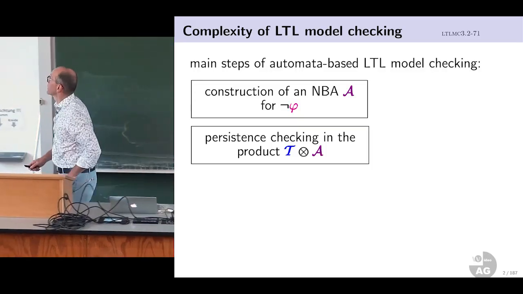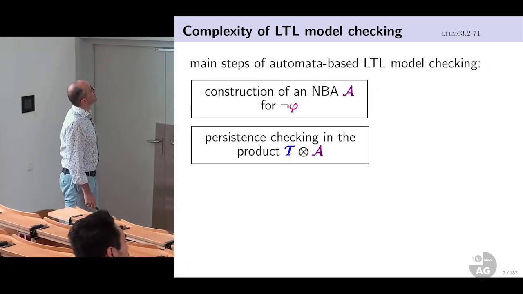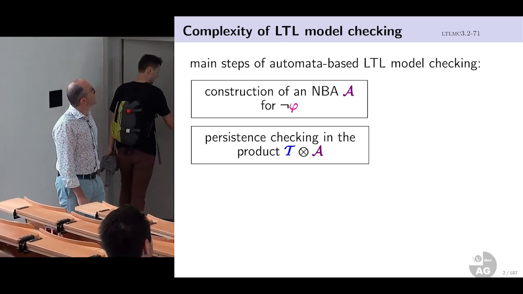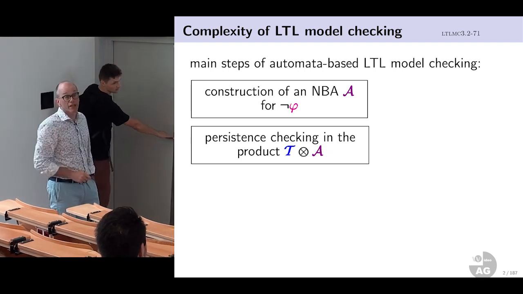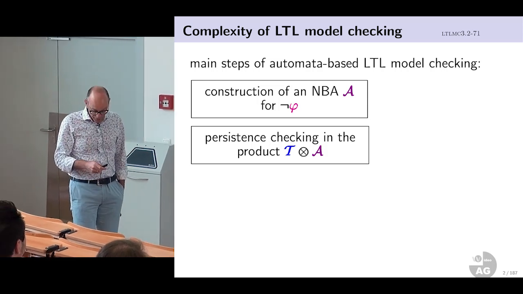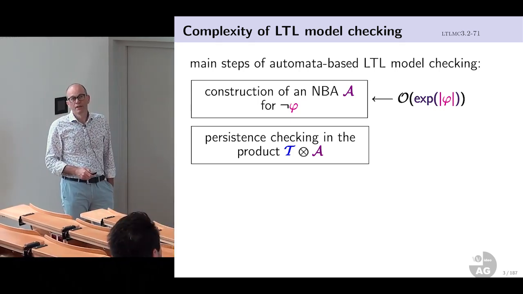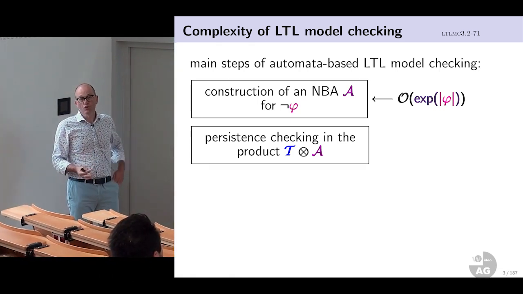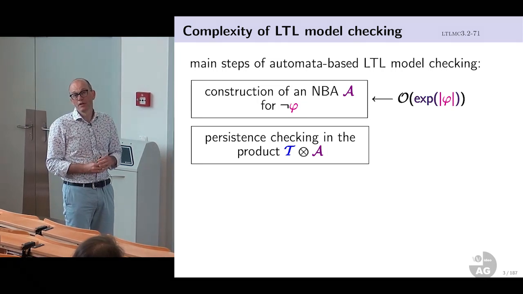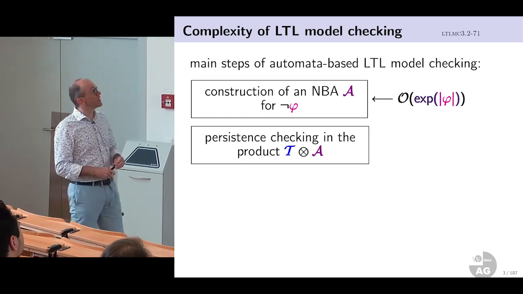So what we have seen so far are the main steps of the LTL model checking procedure. As I said already, we take the negation of the LTL formula and construct a Büchi automaton for this. And then we do persistency checking in the product. We're checking whether you can only finitely often get to an accepting state. This construction is exponential in the size of the formula, and remember the main reason for this is that we took all the subformulas, but in particular we took subsets of those subformulas as states, and there are 2 to the power the length of the formula many subsets, and that's the reason for this exponential blow-up.